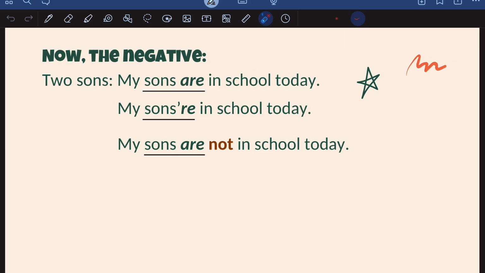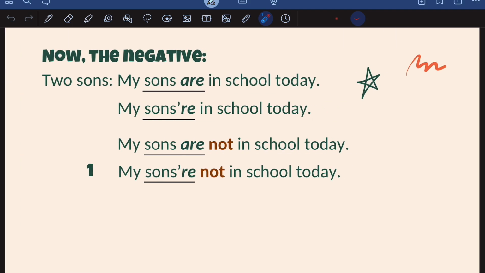And if it's not true, instead of saying my sons are in school today, we say my sons are not in school today. And if I make a contraction there, the first choice is make this contraction just like we did up here. Same contraction all the way through. My sons are not can become my sons're not in school today. I know sons're is difficult to pronounce, so you don't have to pronounce it like I said, but you want to listen to native speakers. You want to understand them when they say that.